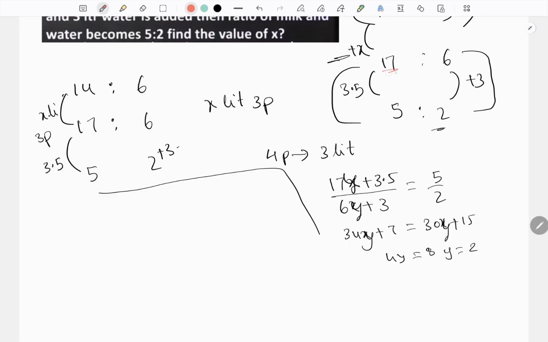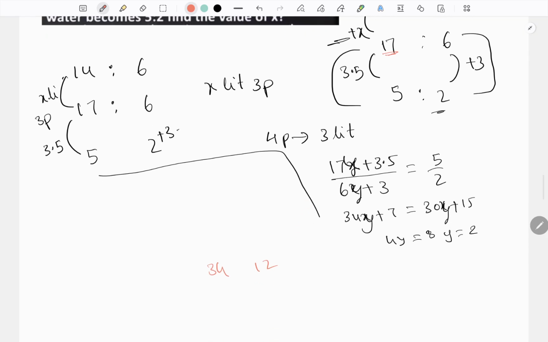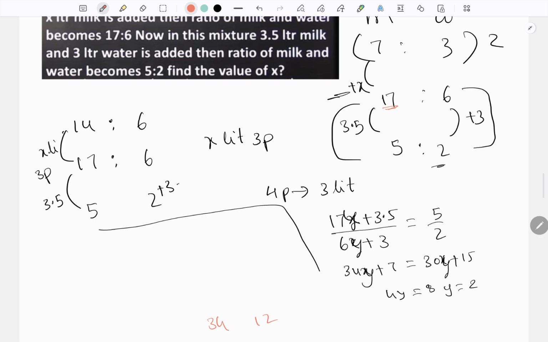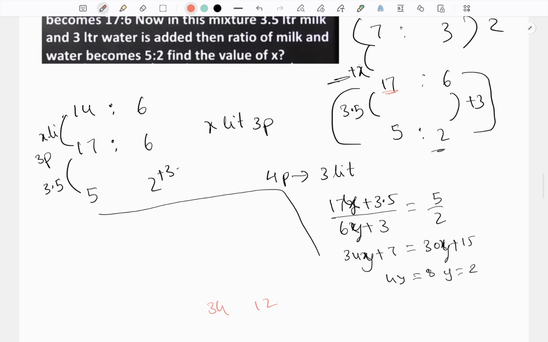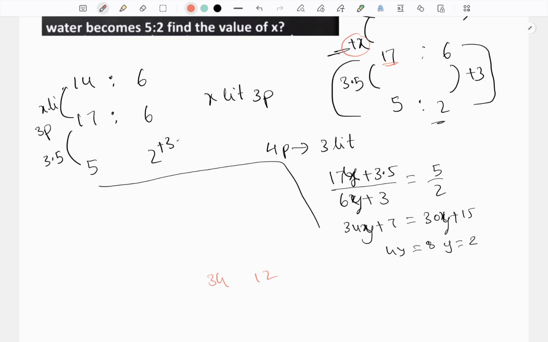So this part, 17 will be what? 17 into 2, 34. 34 and 6 into 2, 12. So how many liters x will be? X parts are x liters. See this part, x parts we need to find. Now 34 and 12. So in the question given 3.5 we added. 34 plus 3.5 is 37.5 and 12 plus 3 is 15.